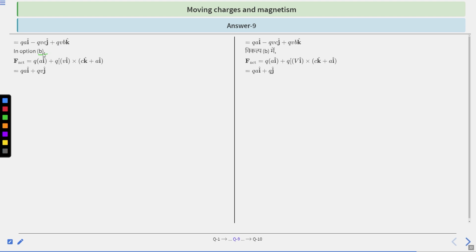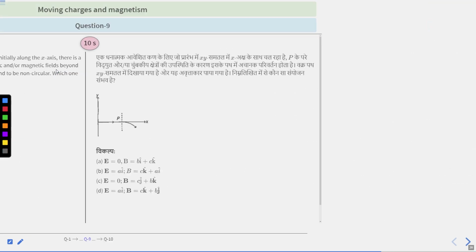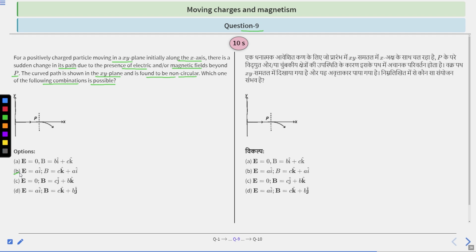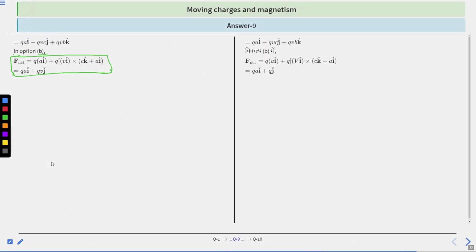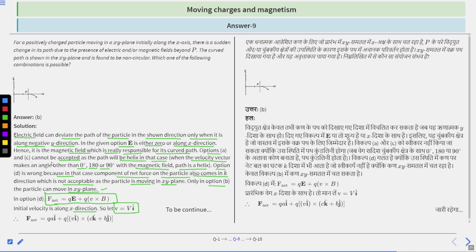So in option B, F net is equal to this one. Clear? Q Ai cap plus Q multiplied by Vi cap cross (C K cap plus Ai cap). So Q Ai cap plus Q V J cap is the correct answer. Clear? So the correct option is B. Q Ai cap plus Q V J cap is correct.